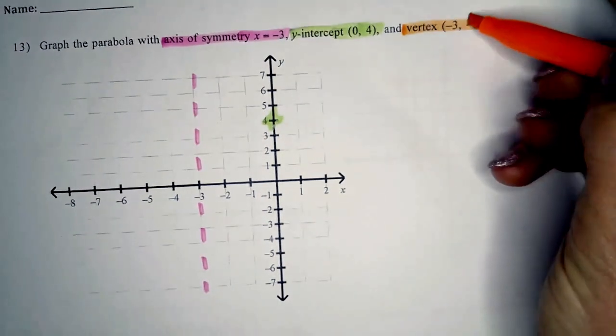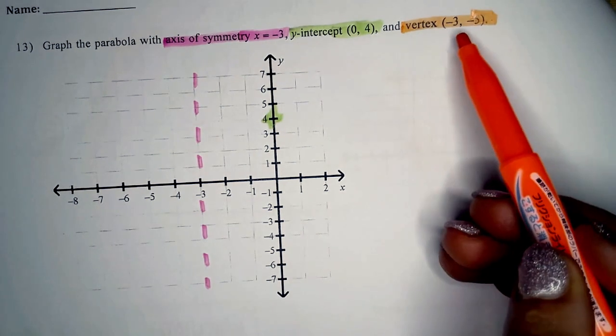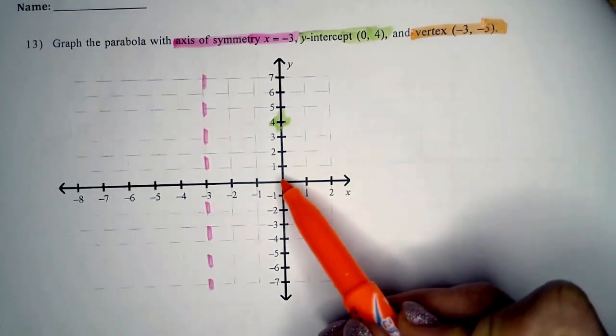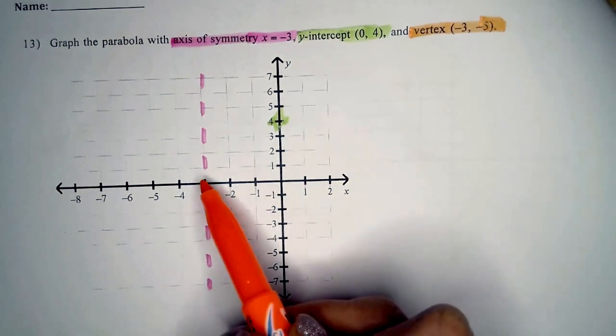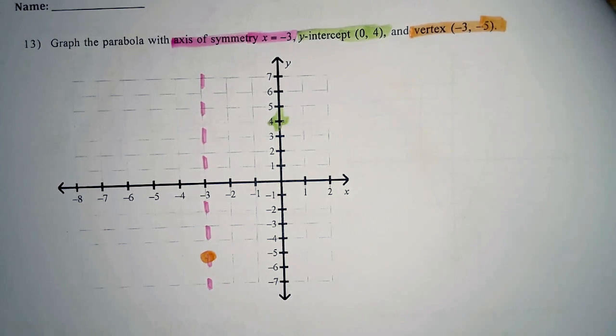Orange. Where's -3, -5? Which way do I move? Avery, which way do I go to get to -3, -5 from the origin? Left 3 and down 5. Thank you. Right there.